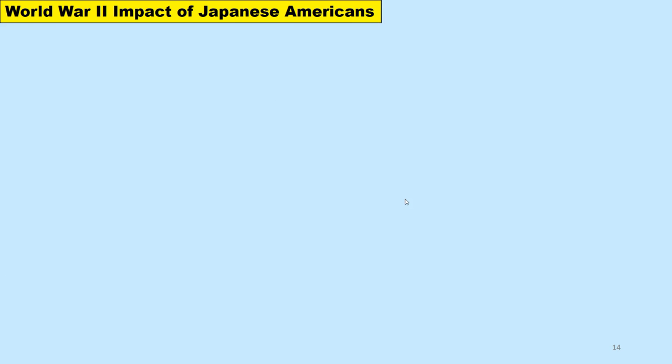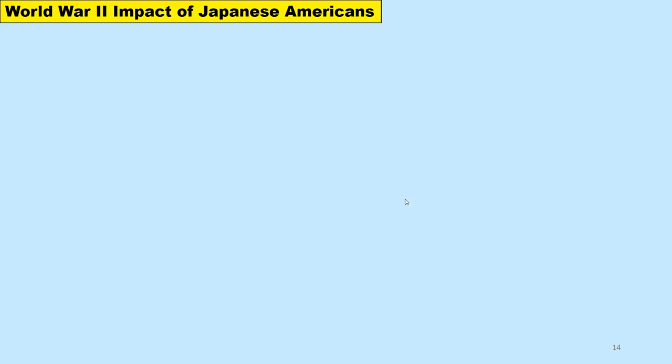Now, last one, World War II's impact on Japanese Americans. And so we're going to end on a downer here. Okay. Japanese Americans were treated absolutely awful by the United States government and United States citizens during this time period. And we're talking about not Japanese citizens, these are Japanese Americans. Some of them are second, third, fourth generation Americans, but they just happen to be descended from the Japanese.